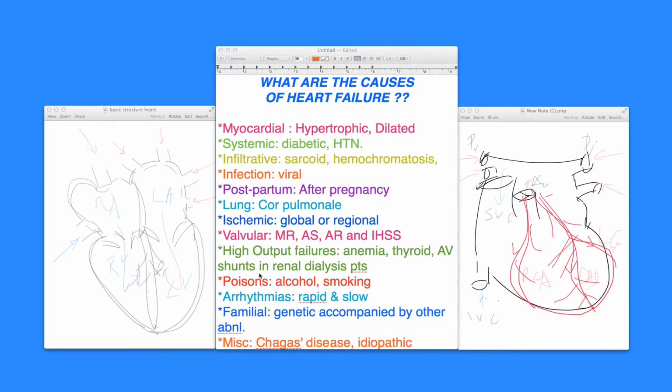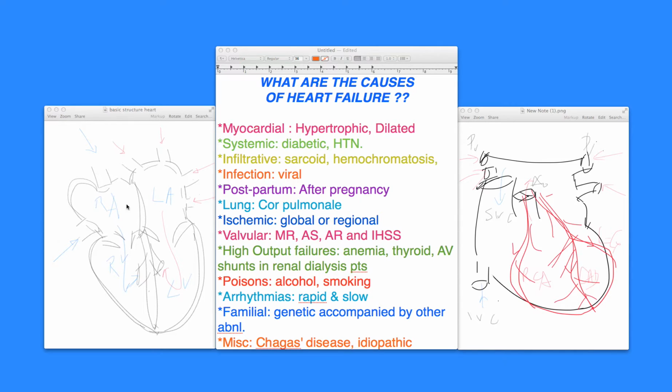High output failures, where the body requires high output and the heart is not able to meet the demands, like in anemia, for instance. The hemoglobin normally should be about 14 to 16 grams percent, and the person is chronically anemic, with low hemoglobin. The heart has to pump faster and stronger, and as a result, it's called a high output failure, to meet the needs of oxygen. Hyperthyroid, where the thyroid is too active. And then when you have AV shunts, where there's an external shunting going on, like in renal dialysis patients.